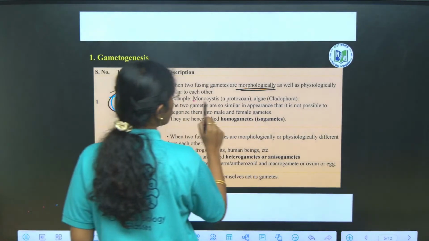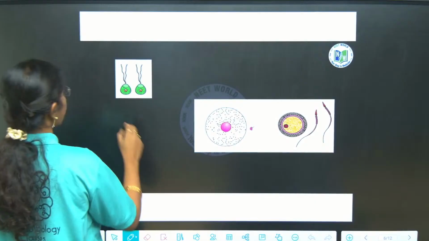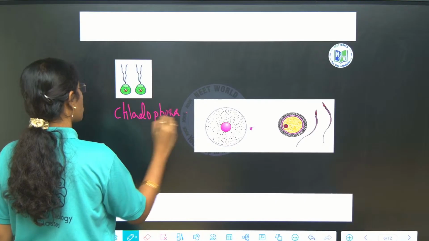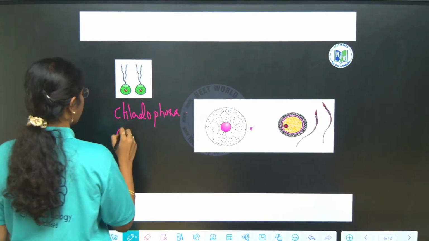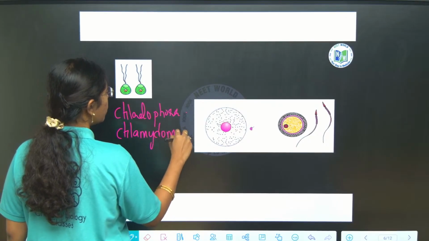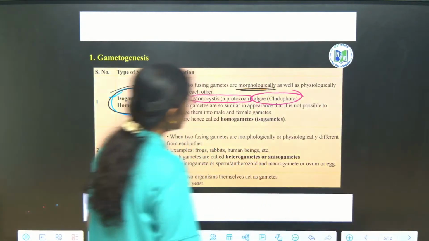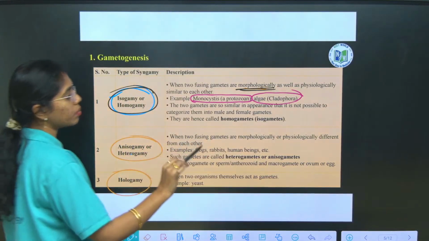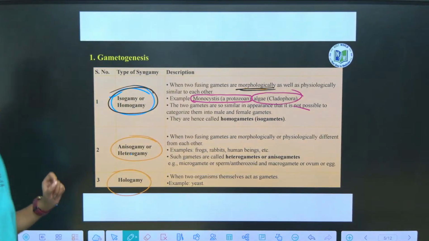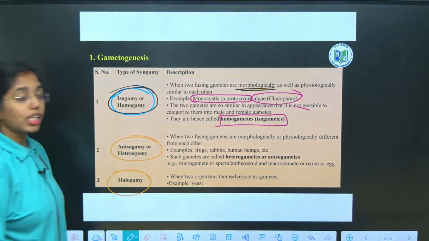Examples include monocystis, which is a protozoan, and cladophora, which is an algae. Here you can see this algae cladophora, and chlamydomonas also, which is a unicellular green algae, wherein both male gamete and female gamete will be structurally and physiologically similar to each other. The two gametes are so similar in appearance that we cannot recognize or categorize between male and female gametes. They are hence called as what? Homogametes or isogametes.